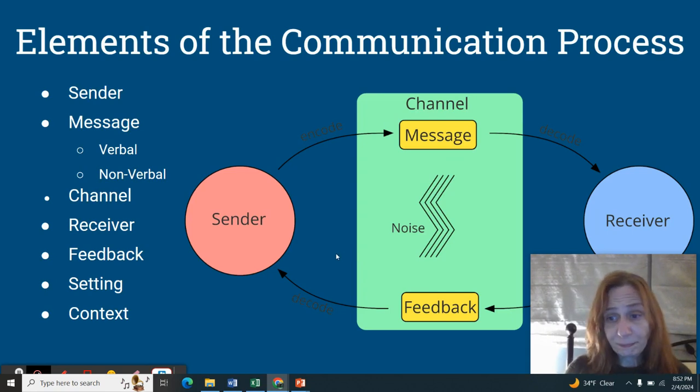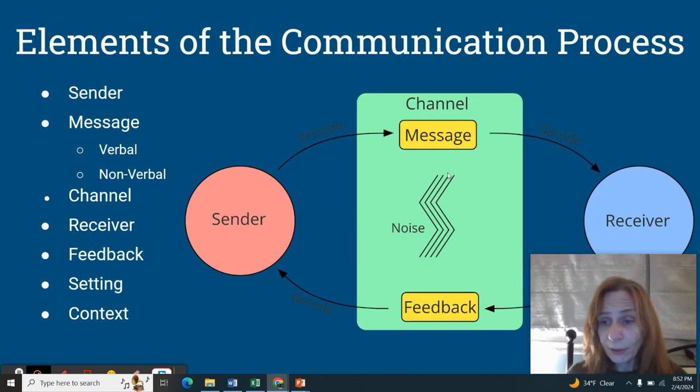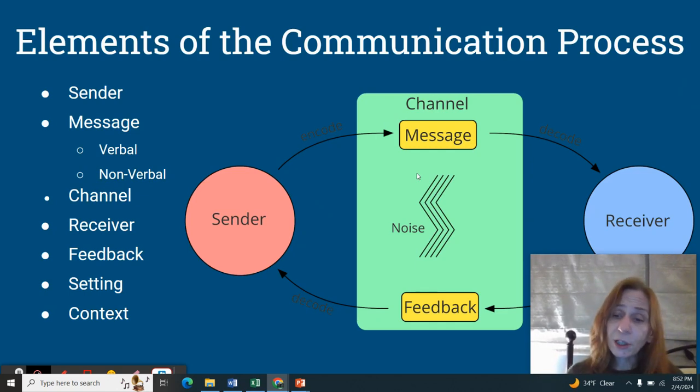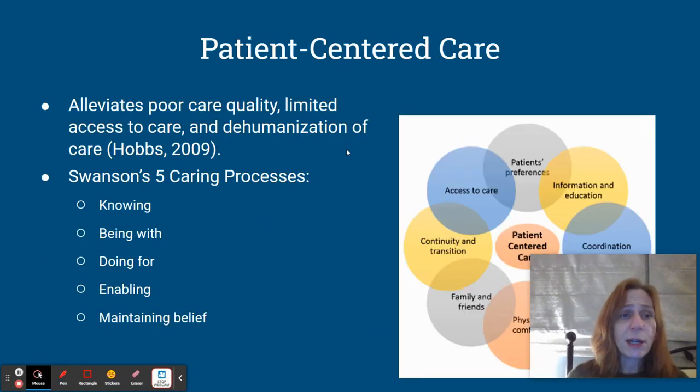Setting matters. Communication will be influenced by the setting, and anything that's distracting from that message, phones going off or background noise or something else happening, and the context of that communication matters. Is it an emergency situation where you need to use fewer words and speak very clearly and concisely? Or is it a longer conversation where you want to elicit as much information as possible? So those are just elements of communication.